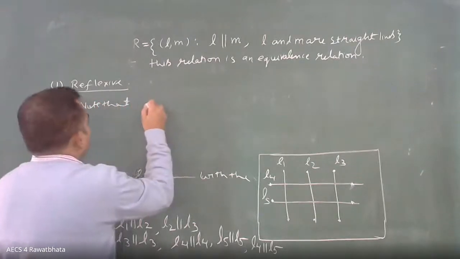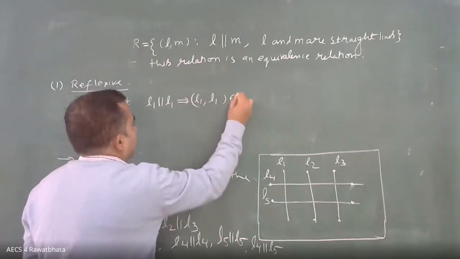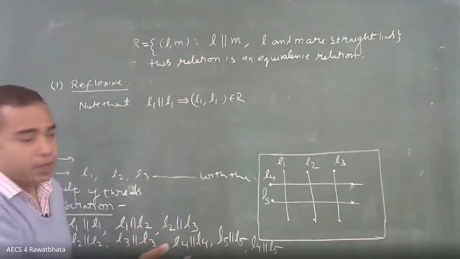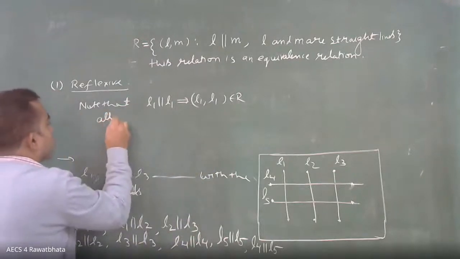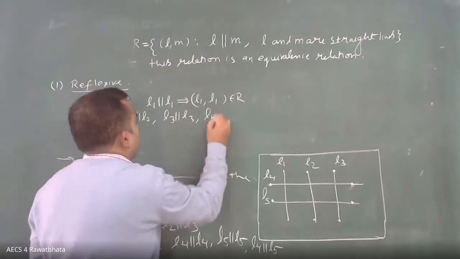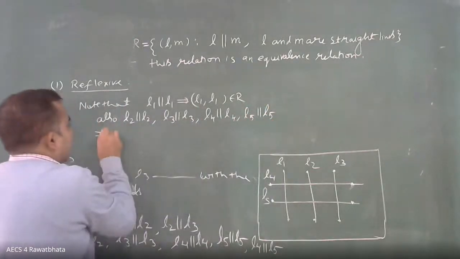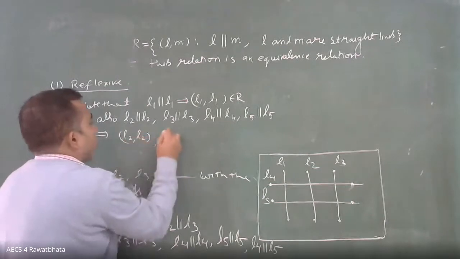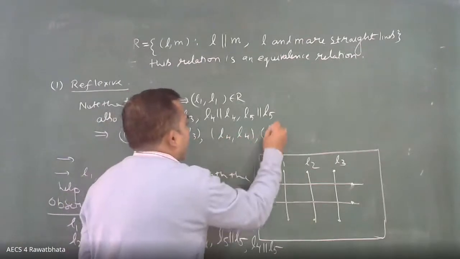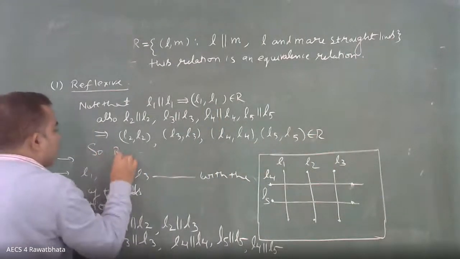Yes. मैं दोनों ही बातें लिखूंगा. Note that L1 parallel to L1, so implies L1 comma L1 belongs to R. और इसी तरह मुझे सारे ही लिखने पड़ेंगे, है ना. Also L2 parallel to L2, L3 parallel to L3, L4 parallel to L4, L5 parallel to L5. So it implies that L2 L2 comma L3 L3 comma L4 L4 comma L5 L5 belong to R. So R is what? Reflexive.